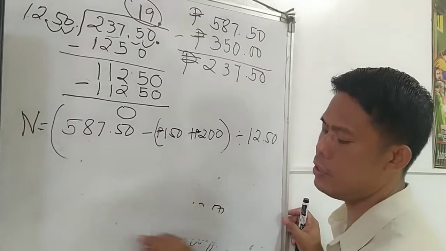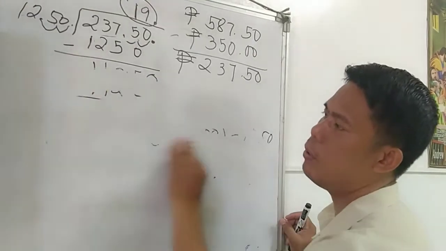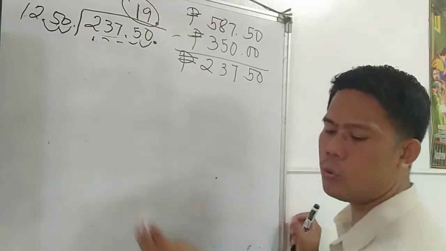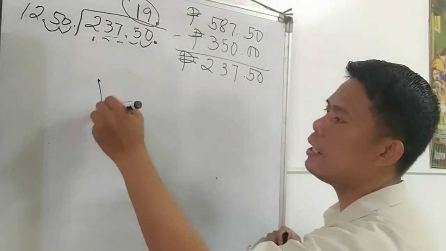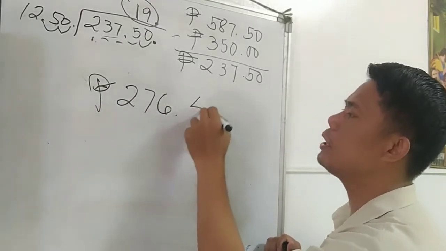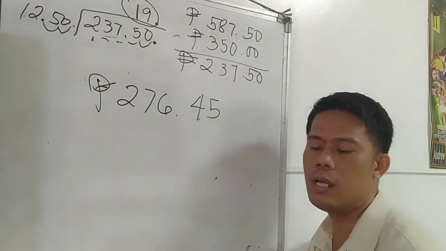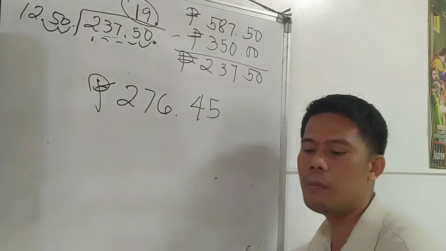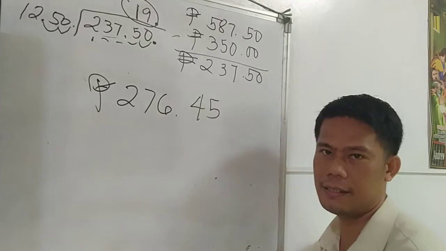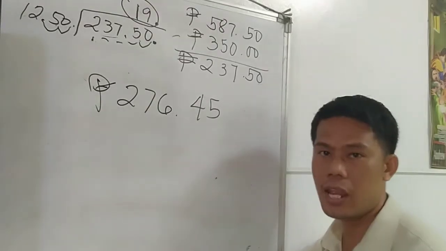Our question number 2 is all about Lani, Elizabeth, and Bea, who bought materials for their project worth 276 pesos and 45 centavos. They divided the amount equally among themselves. So, how much is each share? In this problem, what is asked? The problem asks for the amount of each share.